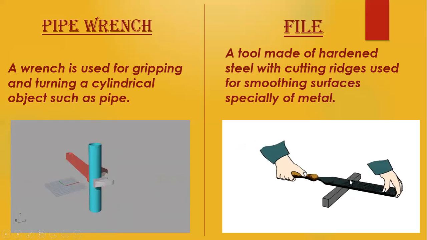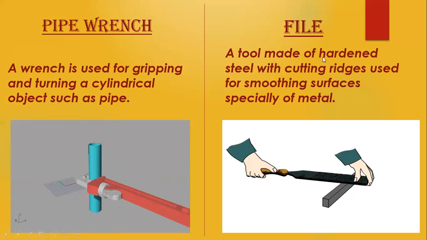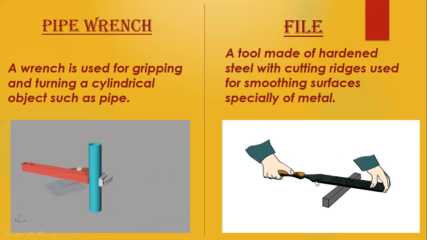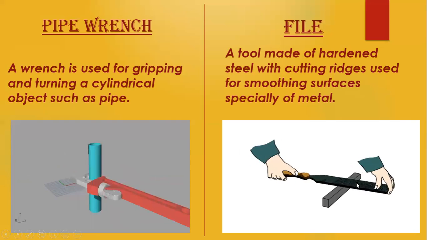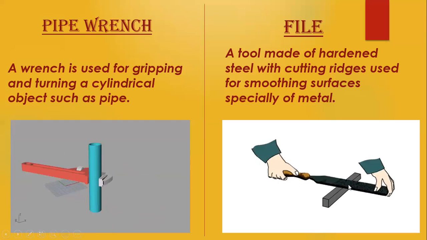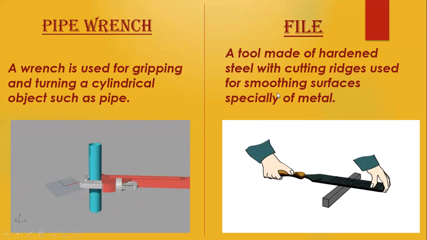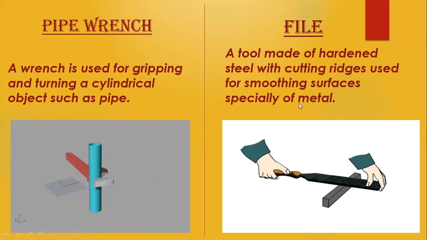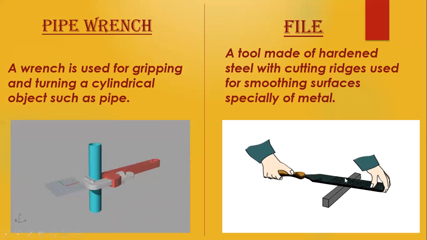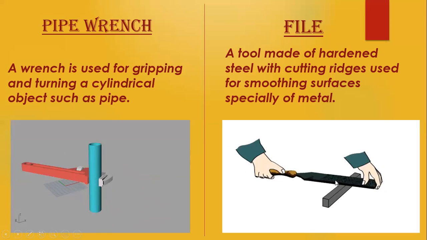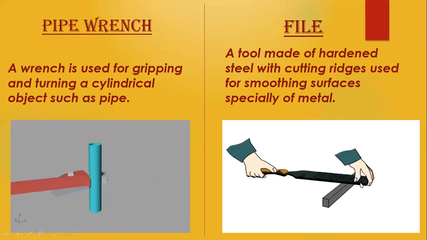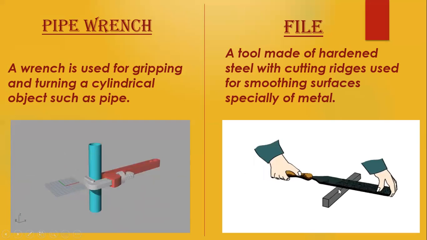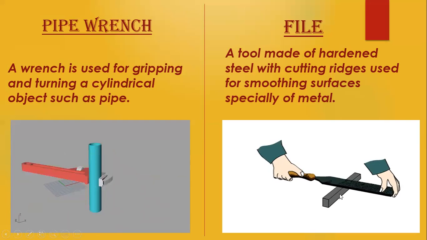And then file, a tool made of hardened steel with cutting ridges. As you can see here, there are cutting ridges. It means not a smooth surface. It is used for smoothing surfaces, especially of metal. This is the file, and the surface of the file is not smooth. It has cutting ridges, but it can smoothen the metal or the wood.